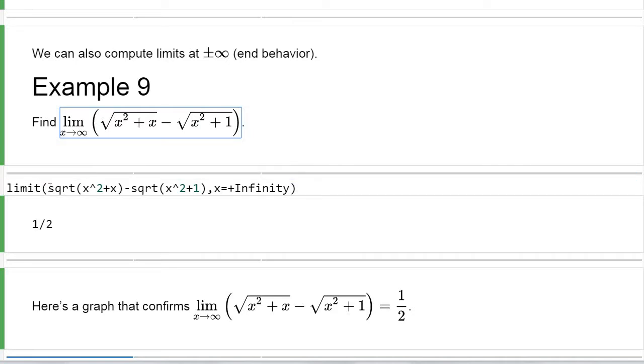Alright, so limit, type in the thing I want to take the limit of, comma, and then you can just put x equals positive infinity here. And it tells me the answer is half. Okay, so you just type out infinity. It doesn't matter if it's lowercase or uppercase I here at the front. Either one's acceptable. You could probably leave off this plus, though I'll tell you in a minute why I put that plus explicitly there.